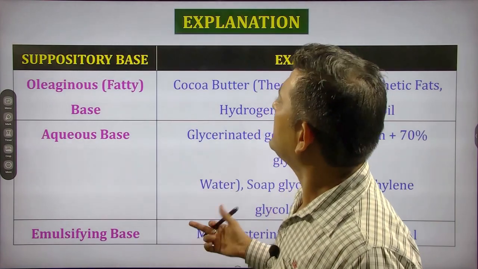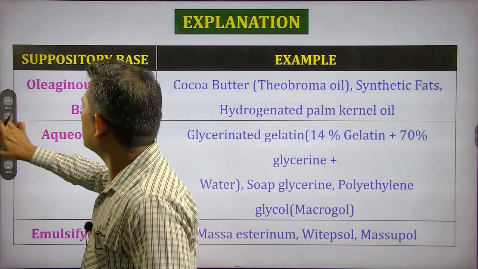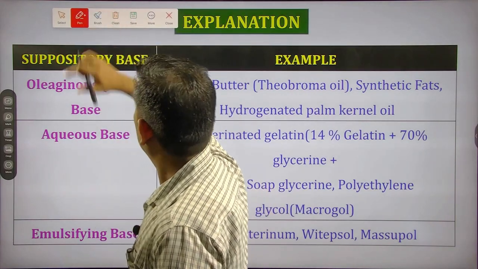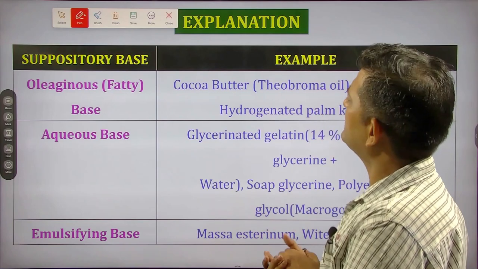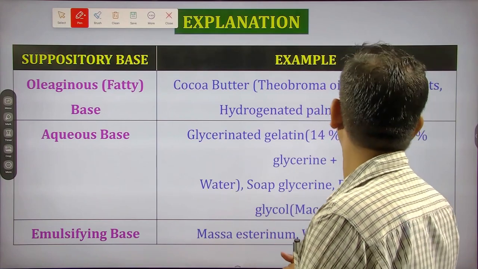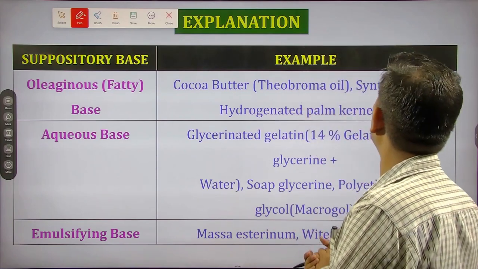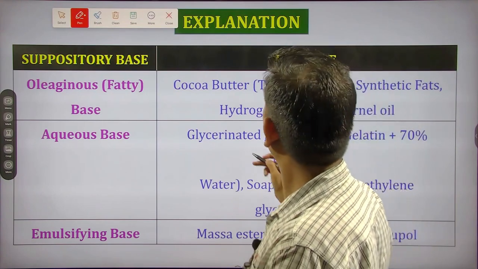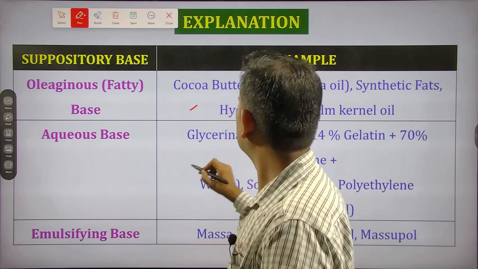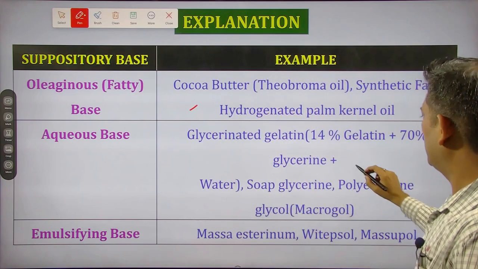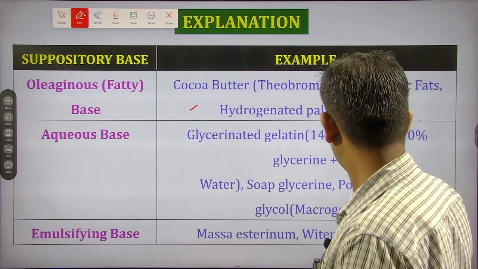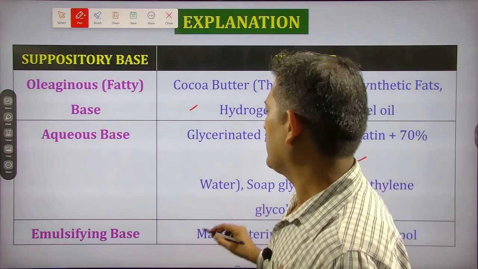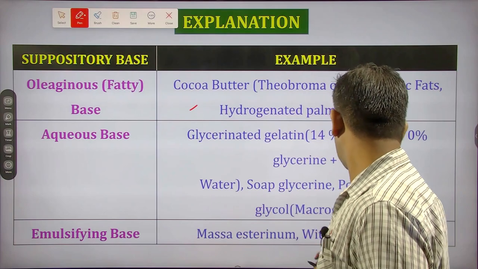Why? Now we have to discuss this a little bit. Suppository bases: oleaginous or fatty bases include cocoa butter, theobroma oil, synthetic fats, and hydrogenated palm kernel oil. So these are the oleaginous bases we are using. Aqueous bases are glycerinated gelatin, glycerin, soap glycerin, and polyethylene glycol, also known as macrogol. Then emulsifying bases: Massa Estrinum, Witepsol and Mesopol.